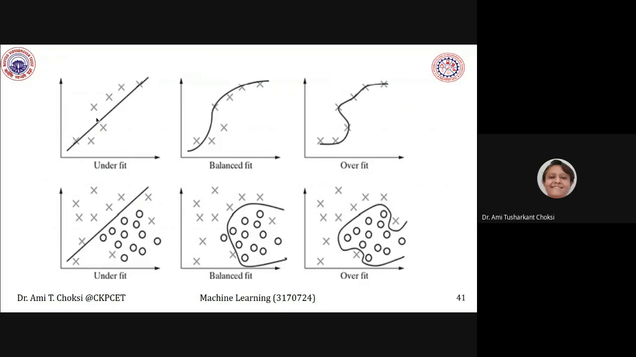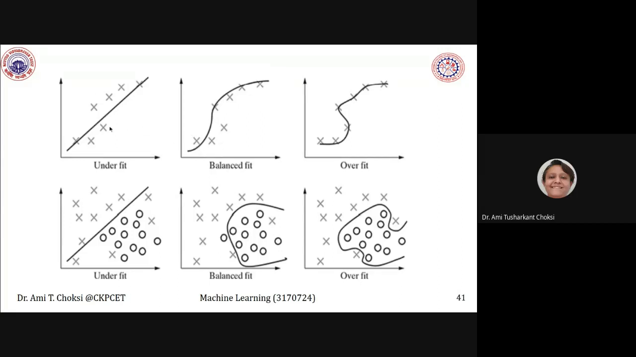This is underfit. How can you say it is underfit? The data is actually nonlinear, right? But we are trying to have the fitting curve that is linear. And it is not able to fit the data, right? Only two data points it is able to fit and not others. This is called the underfit, right? This is balance fit.